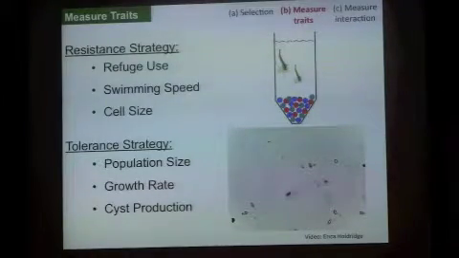So it might be that these cells increase their use of this refuge. They could change their swimming speed, they could change their cell size, they could change their population size, which we assume to be indicative of their resource use efficiency, so this is presumed to be a proxy for their carrying capacity. We can measure the growth rate of the population, or we can measure, they make these little cysts that allows them to survive harsh conditions. So maybe they make more cysts when there's predators around.